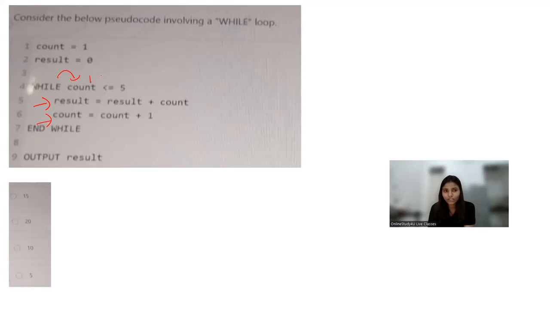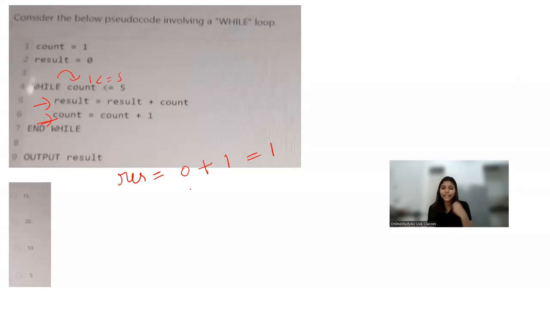So first of all, let's check the condition. Count value is initially 1. 1 is less than or equal to 5. Yes, the condition is true. We will come into the while loop, and it will update the value of result to result plus count. So initially result was 0 plus count. Count value is 1 this time. So the result will be 1.